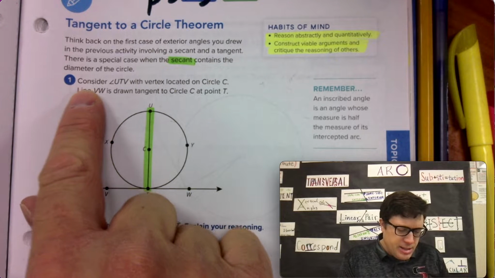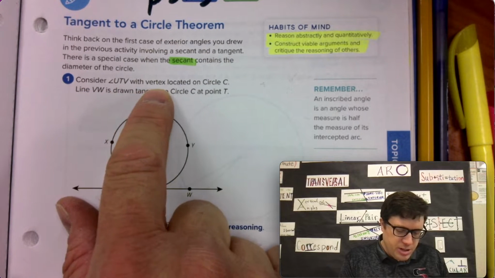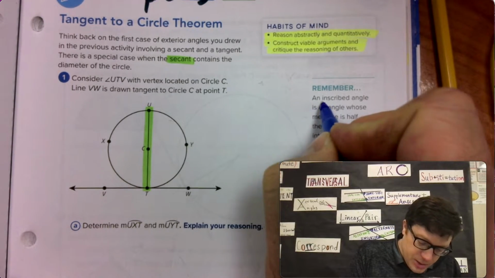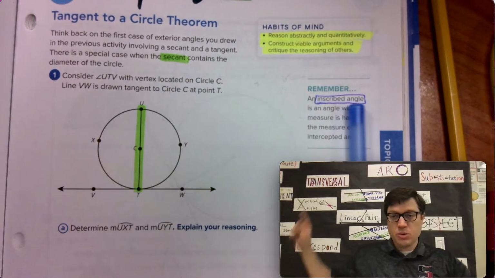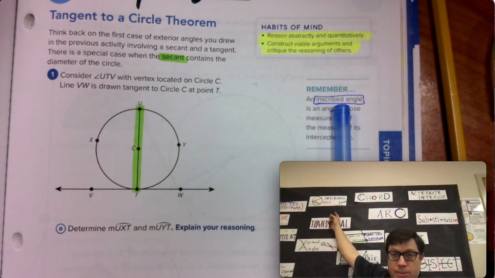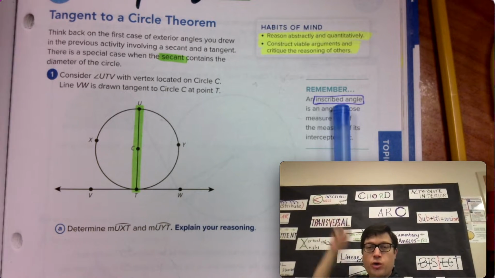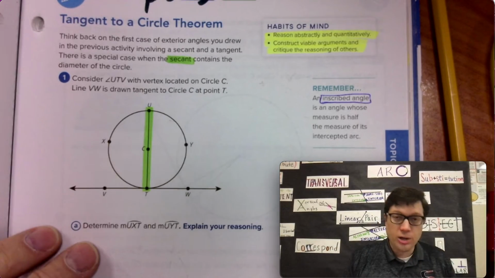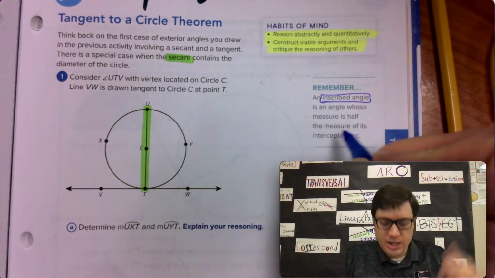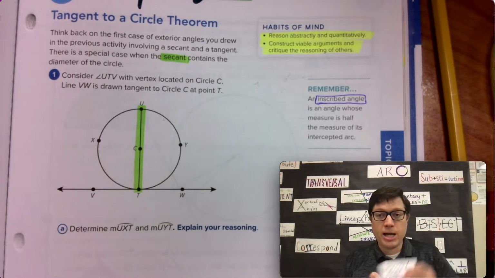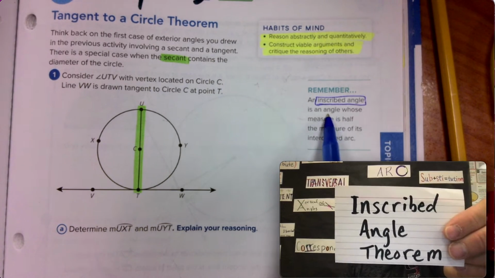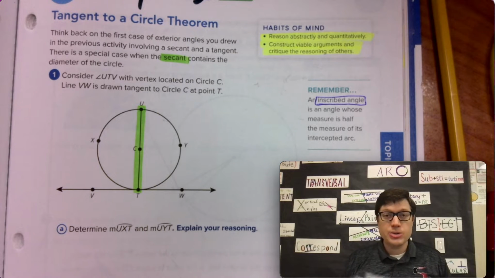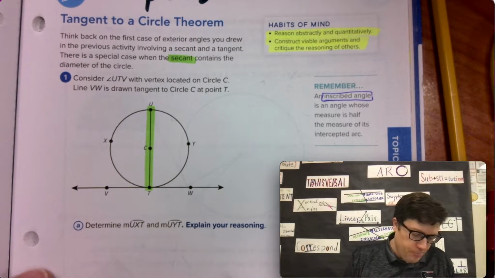Question 1. Consider angle UTV with a vertex located on circle C. And if you remember, an inscribed angle, it's one of our vocab words, inscribed. It's the angle that's created where the vertex is not on the center. It's on the edge of the circle. And we have the inscribed angle theorem, which says an angle whose measure is half the measure of its intercepted arc. So that's our remember.